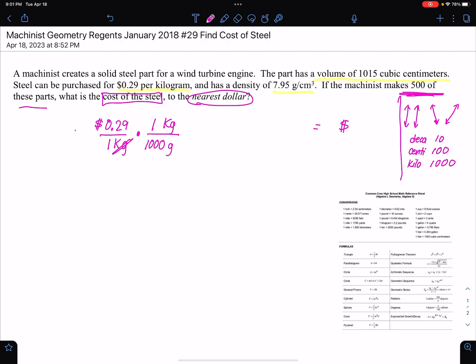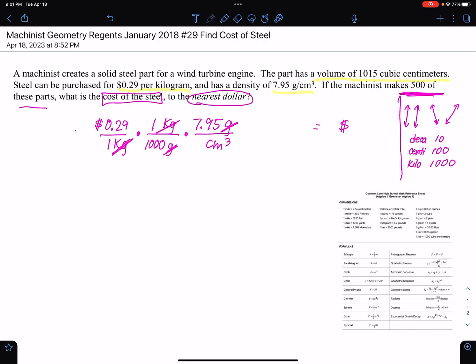So now we're going to cancel kilograms diagonally. Now remember, our goal was money on top, and so we need to find a way to cross out this gram. Is there anything in the problem that mentions gram? Yes, it does. So now let's write this down: 7.95 grams per cubic centimeter. So once again, diagonally, we're going to cross out these grams. Now we're getting closer and closer to our goal. Our goal is to just have money on top, and so we have to find a way to cross out this cubic centimeter. Now let's see if anywhere in the problem they mention cubic centimeters, and yes it does.